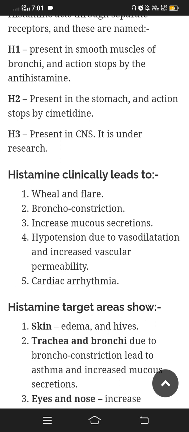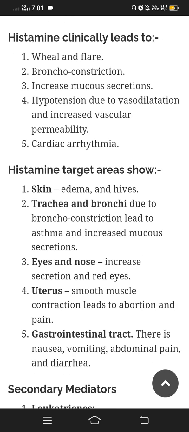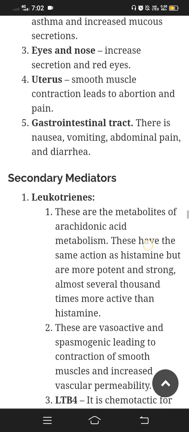Histamine clinically leads to wheal and flare, bronchoconstriction, increased mucus secretion, hypotension due to vasodilation and increased vascular permeability, cardiac arrhythmia. Then histamine target areas show skin edema and hives. Trachea and bronchi, due to bronchoconstriction, lead to asthma and increased mucus secretion. Eyes and nose: increased secretion and red eyes. Genital smooth muscle contraction leads to abortion and pain. Gastrointestinal tract: there is nausea, vomiting, abdominal pain and diarrhea.